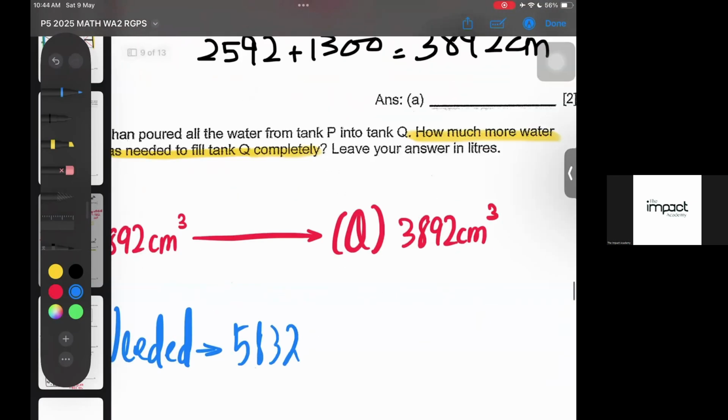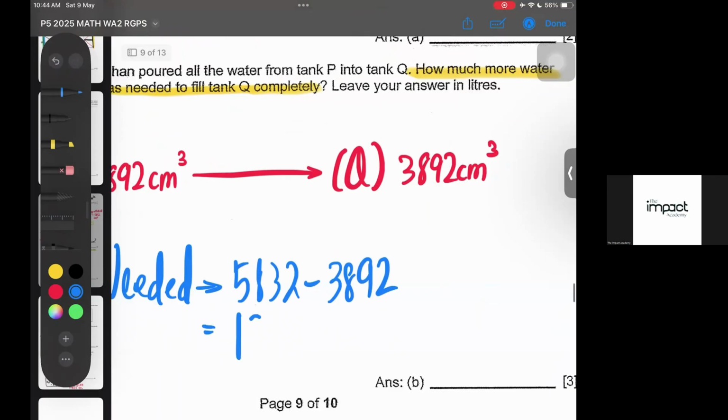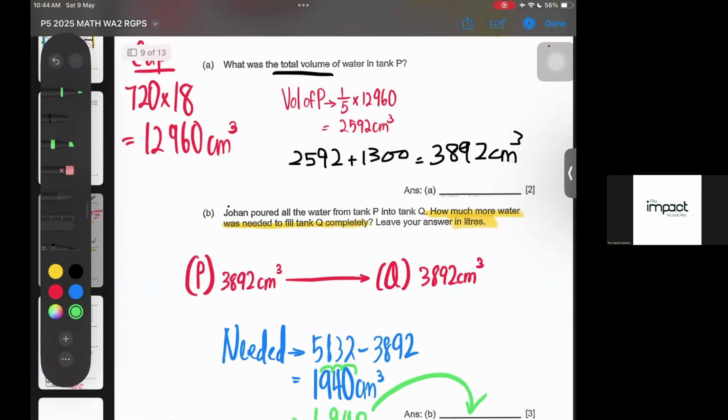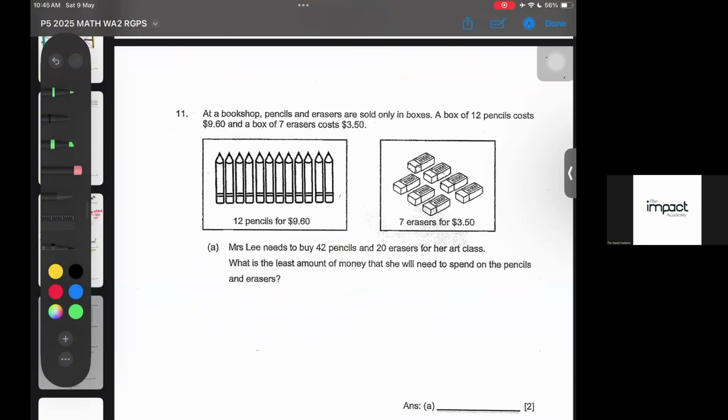5,832 minus 3,892. Of course, can I get you to help me with the calculation? What's the answer? 1,940 centimeter cube. Sure, this is correct. Now convert to liters: divide by 1,000. So let's move back by 3 places: 1, 2, 3. Very good. We get 1.94 liters, and that's your answer for this question.